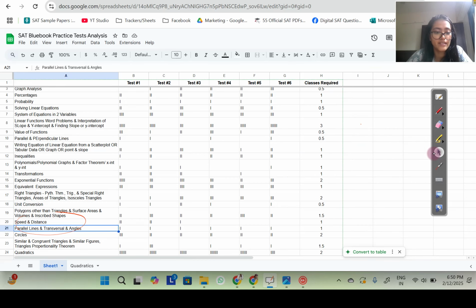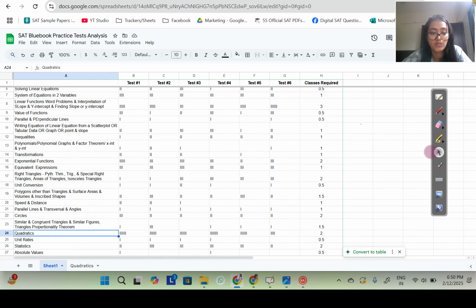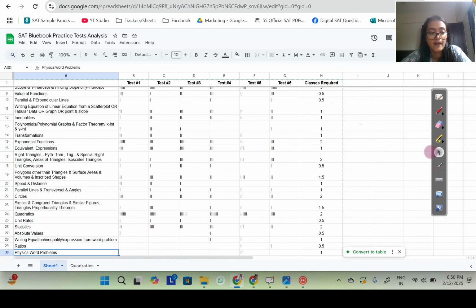One question will definitely be there from similar triangles, congruent triangles, or the triangle proportionality theorem. Quadratics is the most important. I've already told you there will be a minimum of 4 questions from quadratics. One question you can expect from unit rates, and 2 questions from statistics. There were only 2 tests, test number 1 and test number 4, in which there were problems of absolute values. So we'll definitely be discussing that as well.